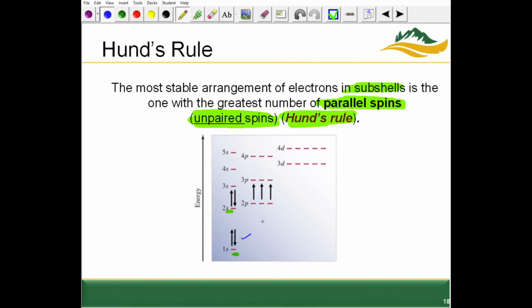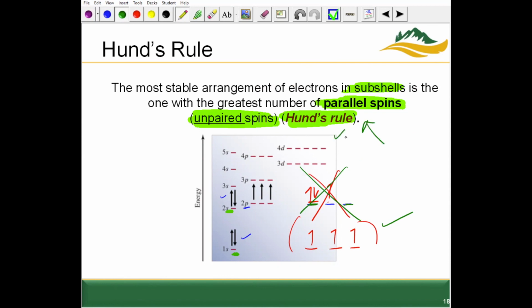So we'll fill up 1, 2, 3, 4. Then for these 3 2p orbitals, we're not going to do this. We won't do 1, 2, 3. We want to keep as many unpaired as we can. So for these 3 orbitals, we'll do 1, 2, 3. This is correct. An empty one here, but with paired here, is not correct, according to Hund's rule, which we follow when filling up these electron diagrams.